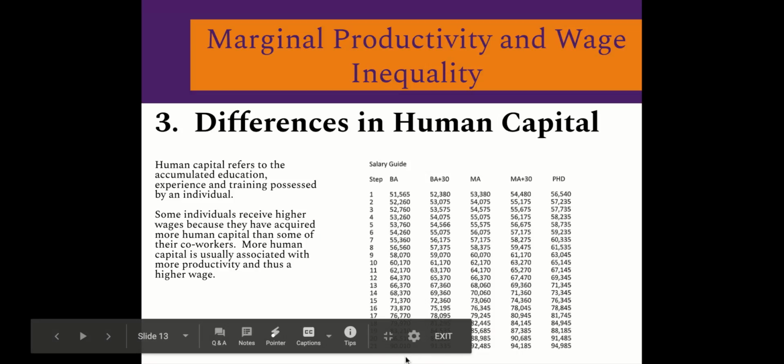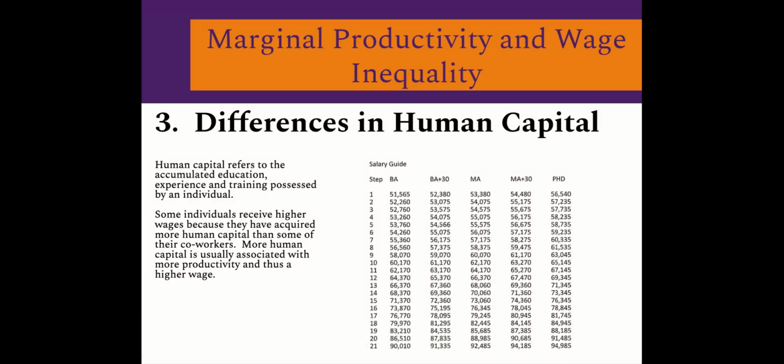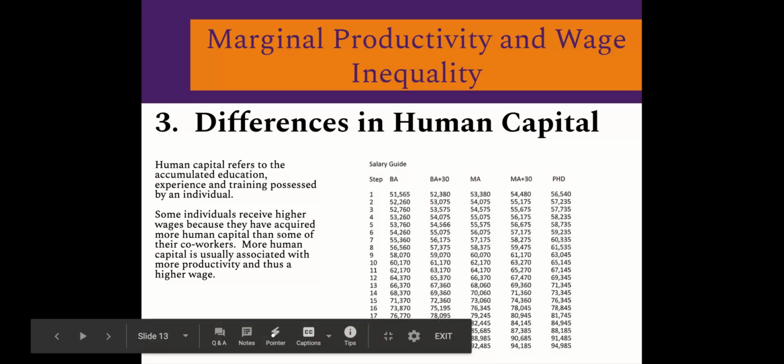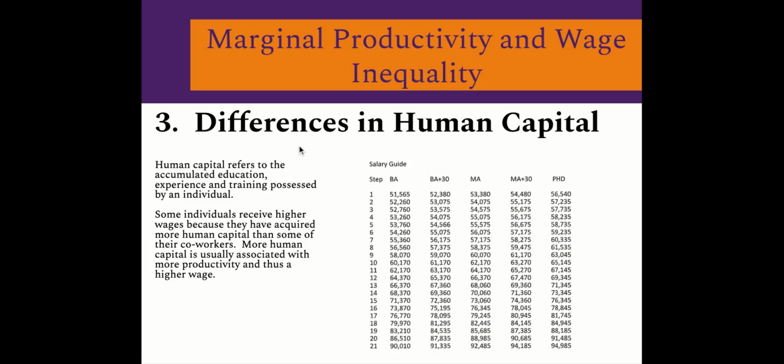$74,360. Let's say that you've been there for 21 years and you have a PhD. You're going to get paid $94,985. So this shows the difference that obviously the teacher with the PhD and 21 years of experience is probably a lot different of a teacher than the teacher that is a first-year teacher with the bachelor's degree. That's how school districts compensate teachers, okay?